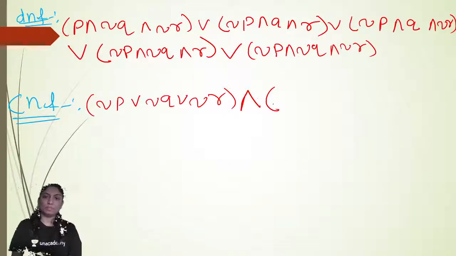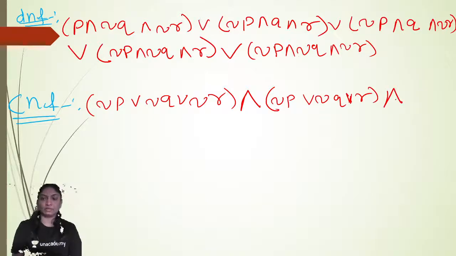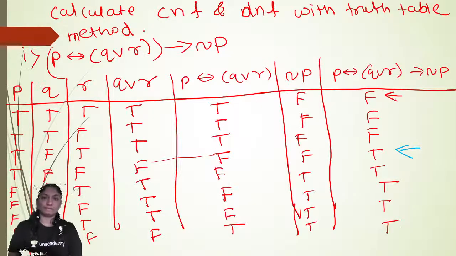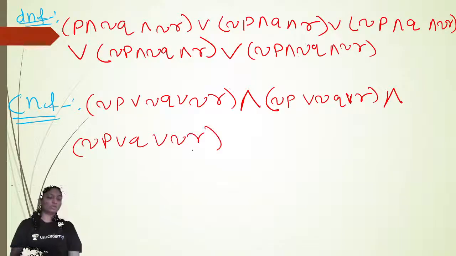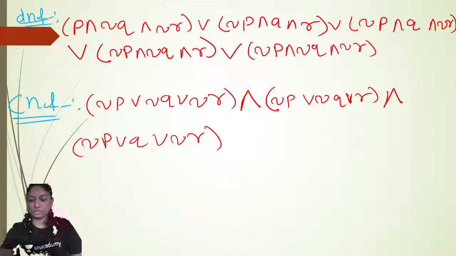Negation of P or negation of Q or R. And the next step is negation of P or Q or negation of R. So this is your CNF for the given statement.